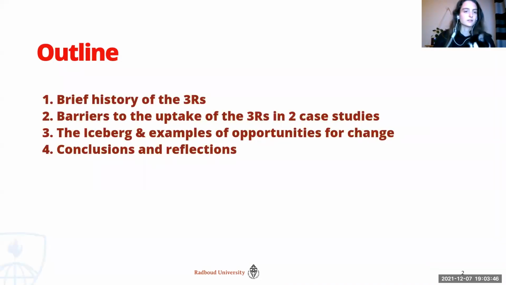So the lecture will have the following topics. First, I will give a brief history of the 3 R's, and then I will look at 2 case studies and see what the barriers have been in those case studies to the uptake of the 3 R's. Then we will look at the iceberg. I will explain what it is when we get there and look at some examples of opportunities for change using the iceberg. And then finally, there will be some conclusions and reflections.